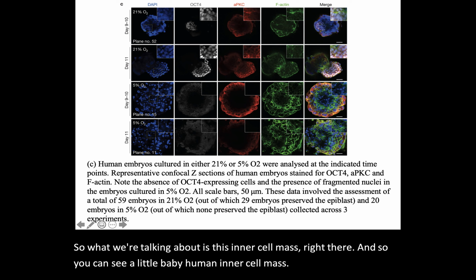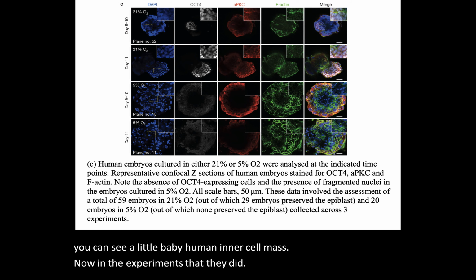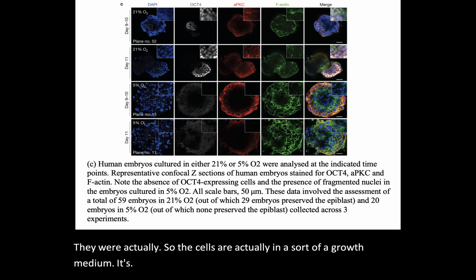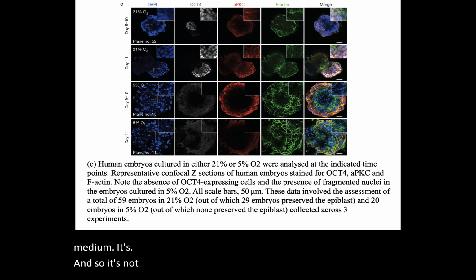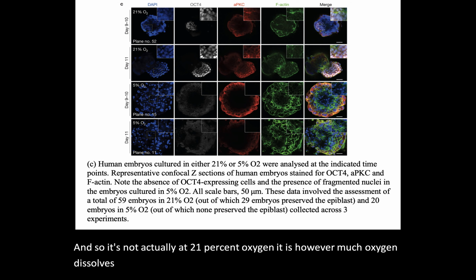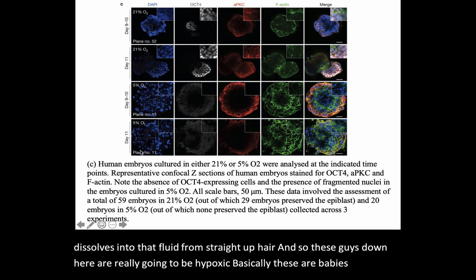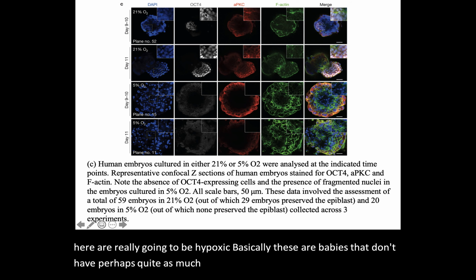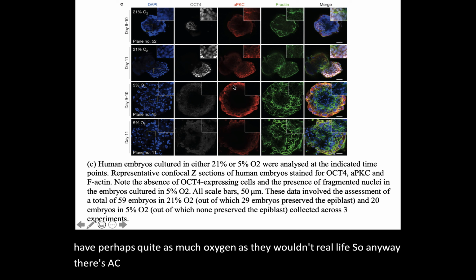Now, in the experiments that they did, the cells are actually in a sort of growth medium. It's kind of like an energy drink. It has lots of amino acids and sugar and things that baby cells need in order to grow. And so it's not actually at 21% oxygen. It is however much oxygen dissolves into that fluid from straight up air. And so these guys down here are really going to be hypoxic, basically. These are babies that don't have perhaps quite as much oxygen as they would in real life. So anyway, there's OCT4 showing you the inner cell mass, and that's kind of neat.